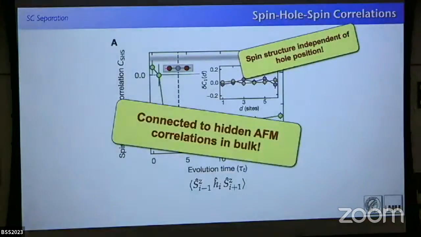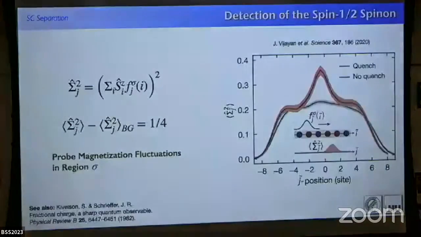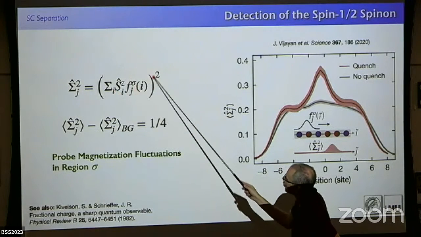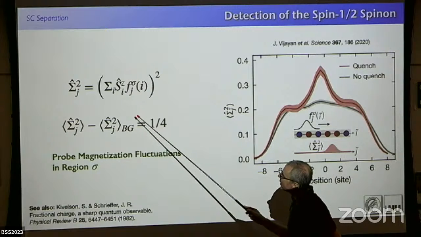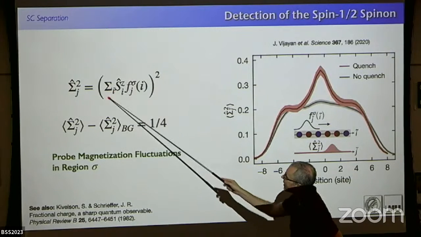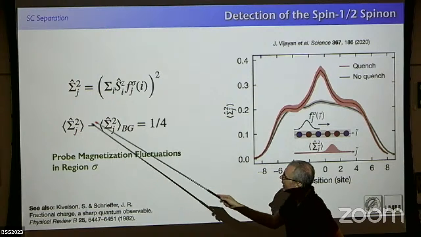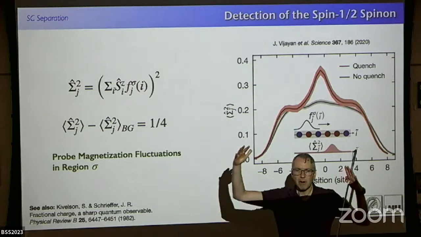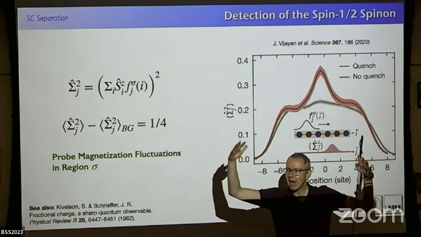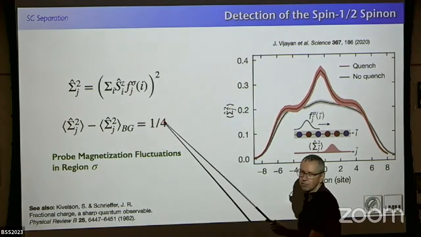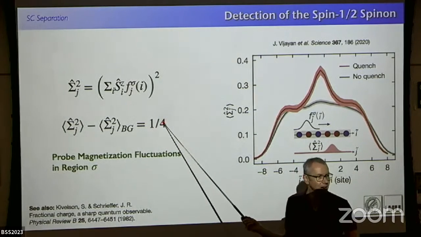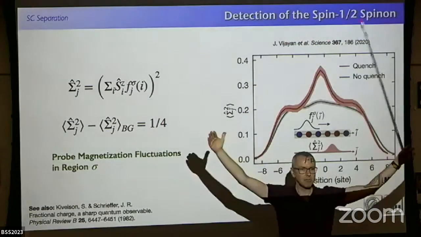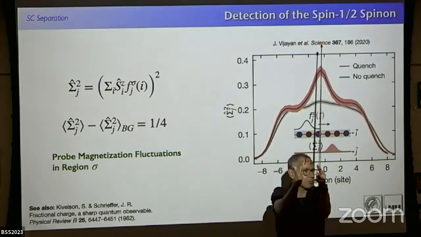So you can define a non-local operator which just measures the sum of the spins with some windowing function in your system over some area, and square that. That gives you the magnetization fluctuations, and then you can compare them to the background magnetization fluctuations. If you've made your windowing function large enough to capture the whole wave packet of the spinon, this will give you 1/4, because the spin is just 1/2, so the fluctuation will be 1/4. But your windowing function has to be large enough to capture the whole spinon wave packet. If it's smaller, then of course you're just capturing a fraction of that.